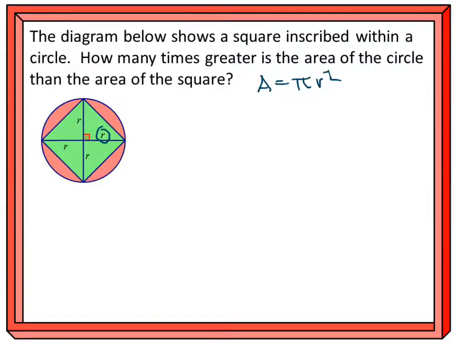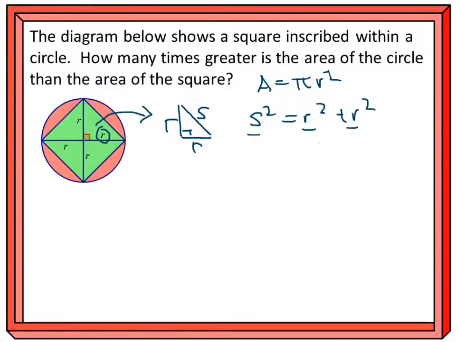So notice that if I just look at one of these little right triangles, the green right triangles, we can just use the Pythagorean theorem on it. So here's the right triangle. Each one of these sides is r. And I'm just going to say that this side right here is s. I don't know what it is. So I'm going to solve for what s is using the Pythagorean theorem. So s squared should be equal to r squared plus r squared, right? It's like a squared plus b squared equals c squared.